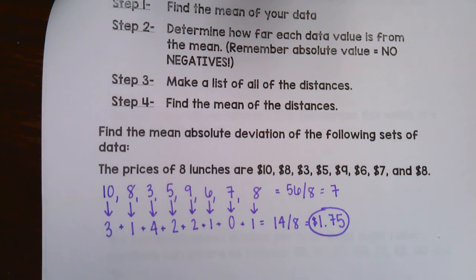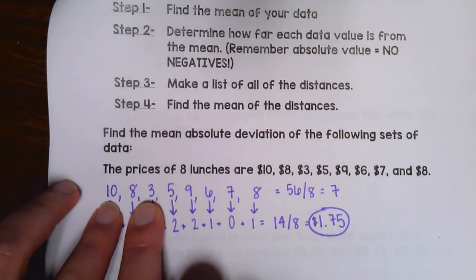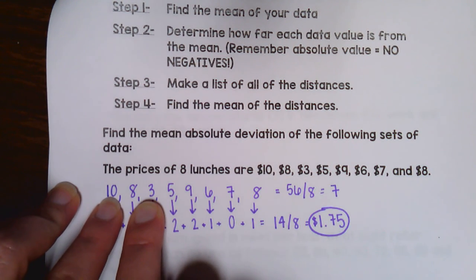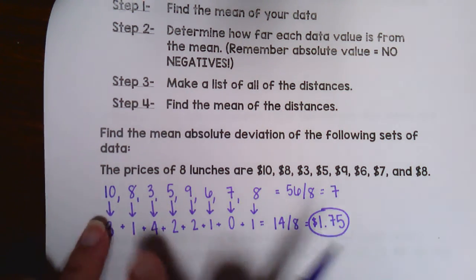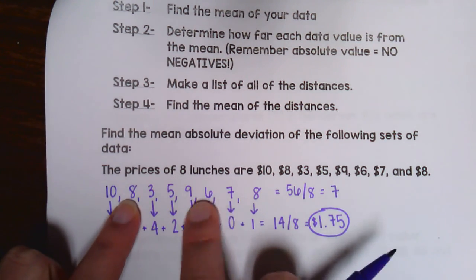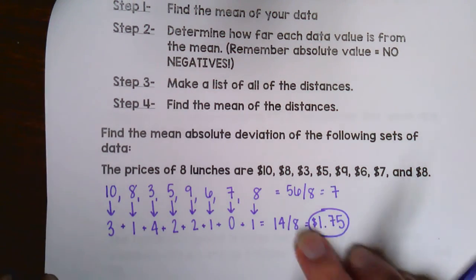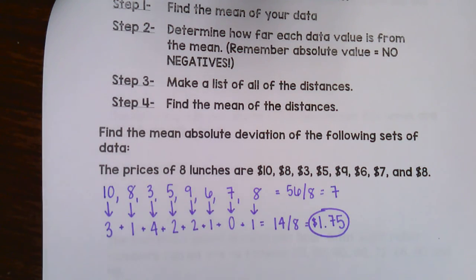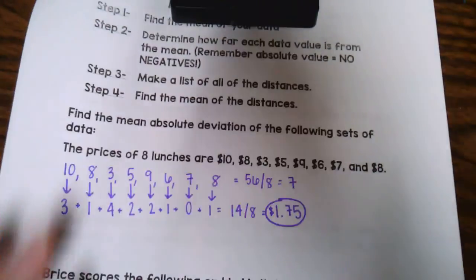The lower the mean absolute deviation is, the closer together the numbers are. If we're looking at these numbers, our lowest is 3 and our highest is 10. So the range is only 7, and most of the numbers are between 6 and 8, really. So it is no surprise that the mean absolute deviation is fairly low. Okay, I'm going to do another one.